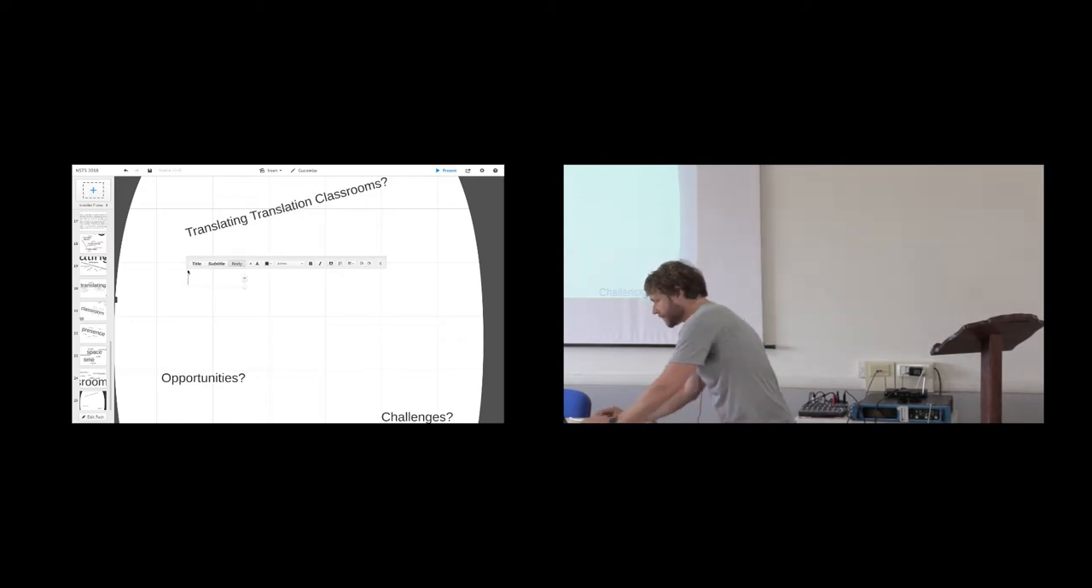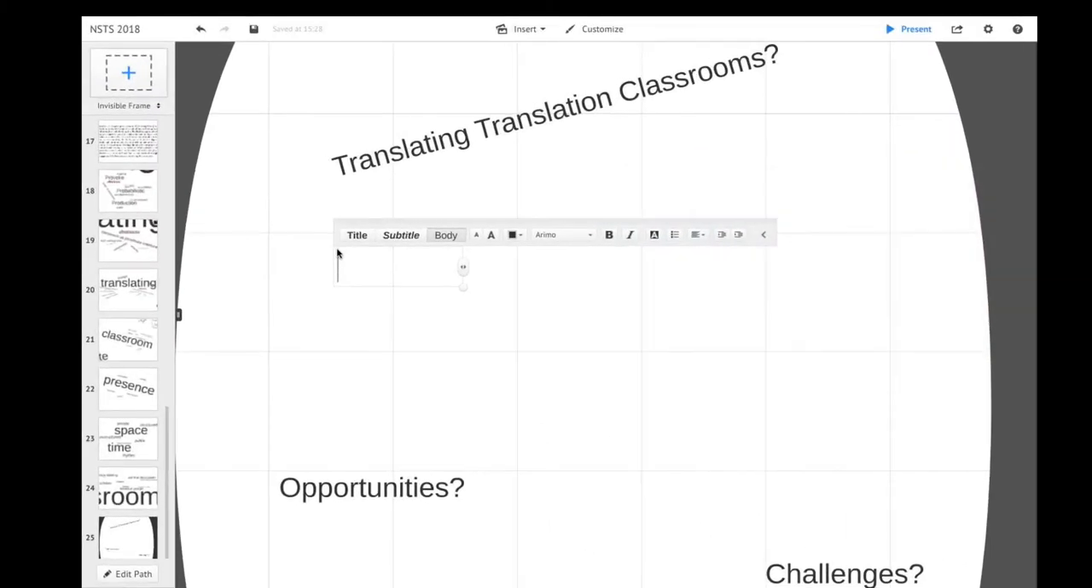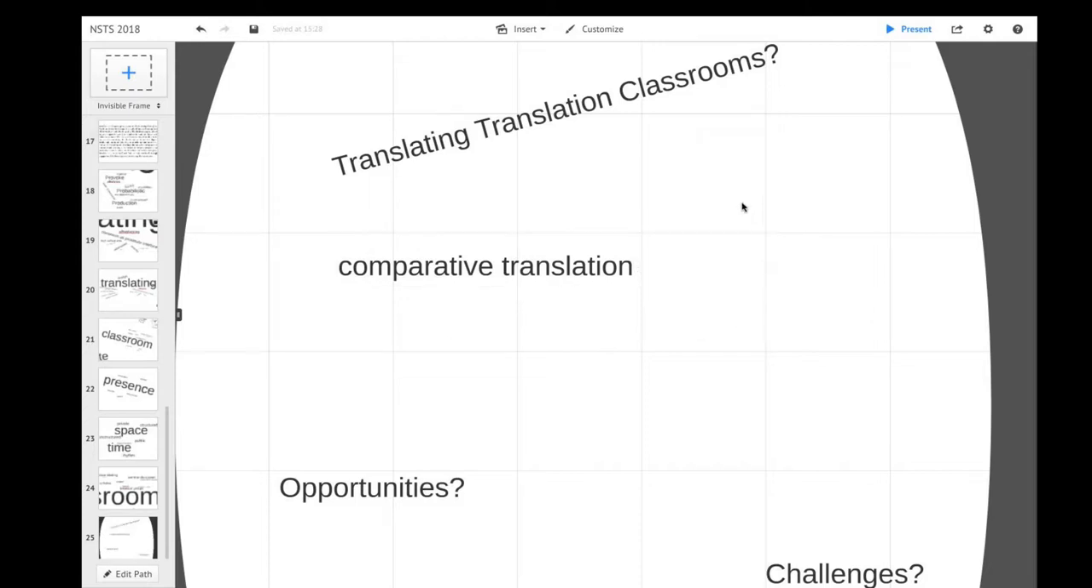So one thing that I use a lot in my translation classes is comparative translation, when we look at multiple translations of the same piece. And I think that in an online classroom, there's a wonderful book that was just published called Into English that sets up four versions of something, so you can look at them side by side. But you could do that with many more, and in many more ways. So that's something that I would be really interested in.